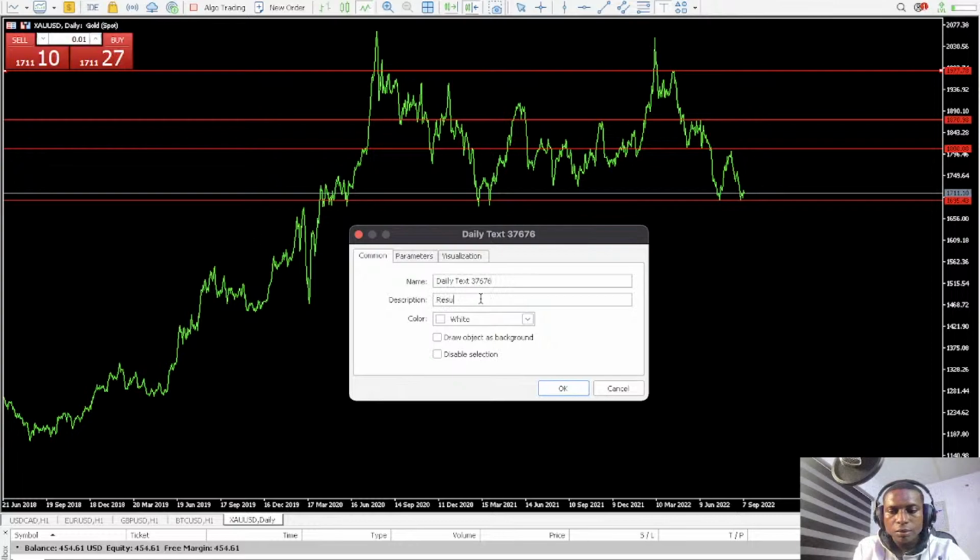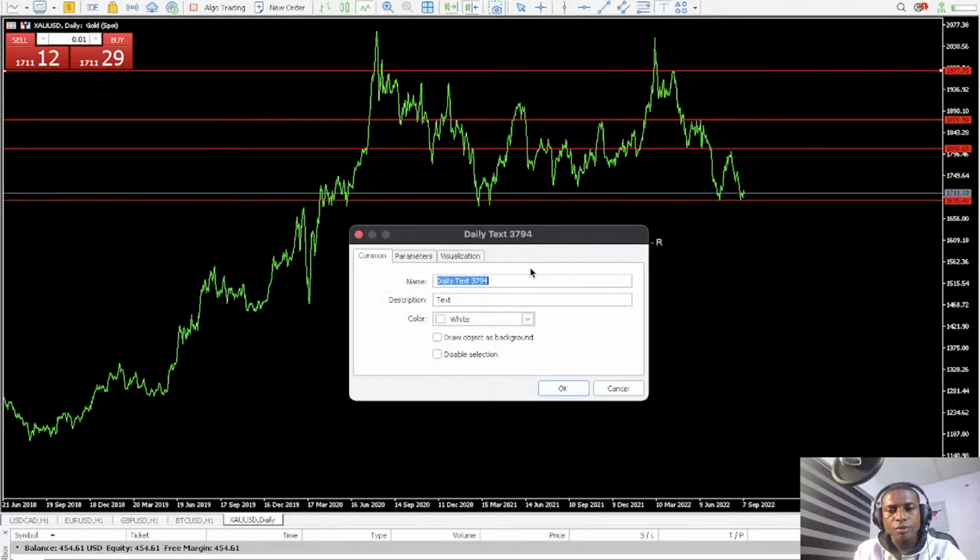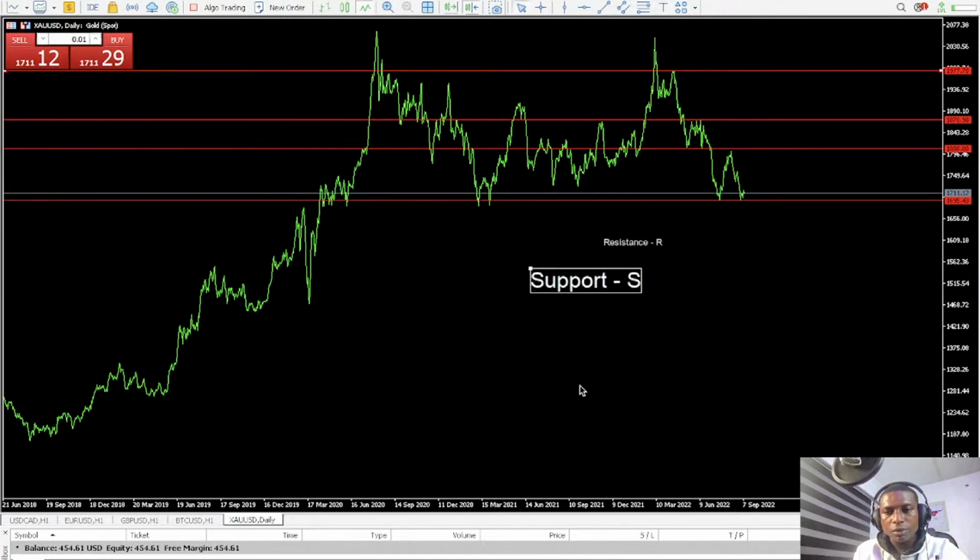Resistance is R, and support is S. Let me increase the size so it can be obvious for us to see. Good.